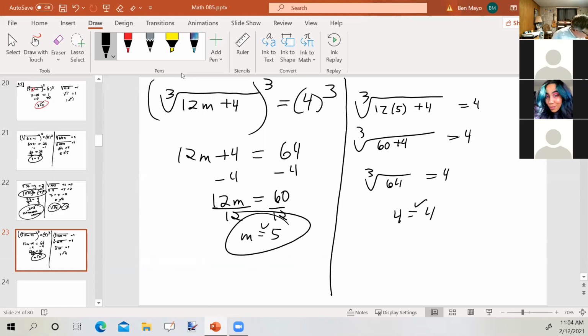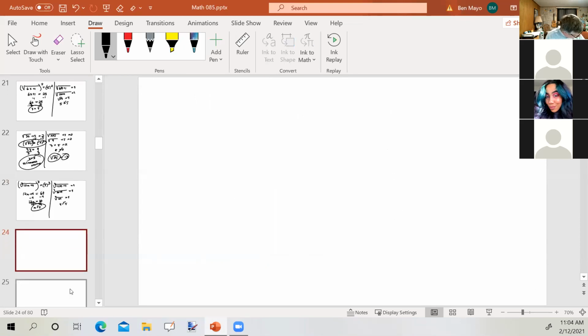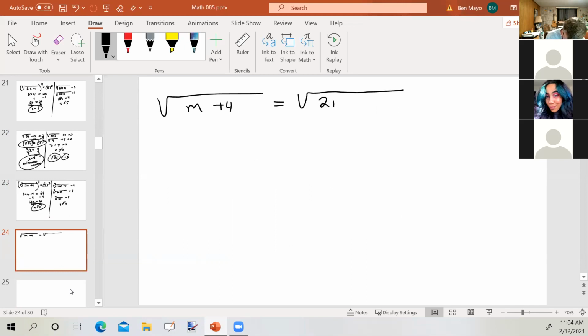Okay, now let's take a look at this one. I have the square root of the quantity m plus 4 equals the square root of the quantity 2m minus 5. So now I have 2 radicals in the same equation. And just like absolute value equations, where if we had 2 of them, we wanted to separate them, same thing here. We want them on different sides of the equation, and they are. So now I'm going to square both sides since both of them have an index of 2.